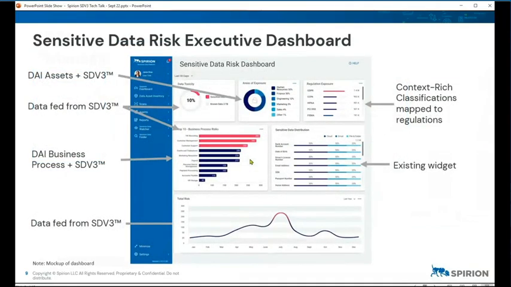And in that, and this is a little further on down the road, we're going to build an executive dashboard that uses elements of existing data widgets, such as where your sensitive data is in a given location. Does it map to context-rich classifications? Are you meeting those compliance requirements? We're pulling data from data asset inventory and the SDV3 graph, which we're going to show you in a little bit, and mapping that to business process. So again, you can have a good view of where the organization is on a single pane of glass.